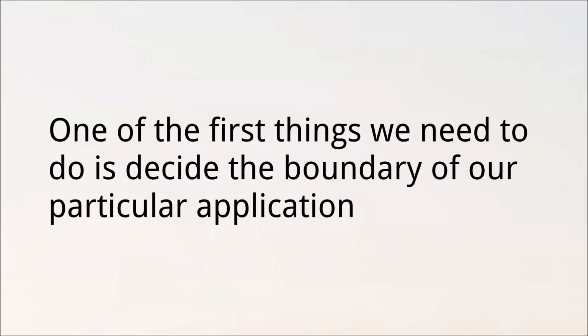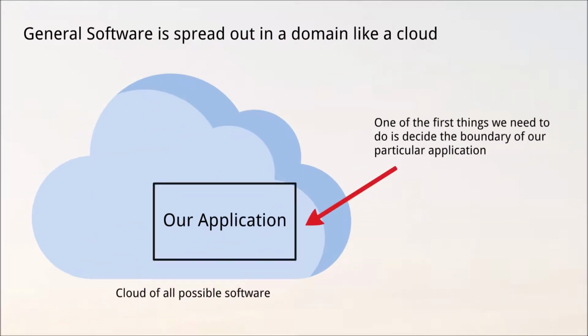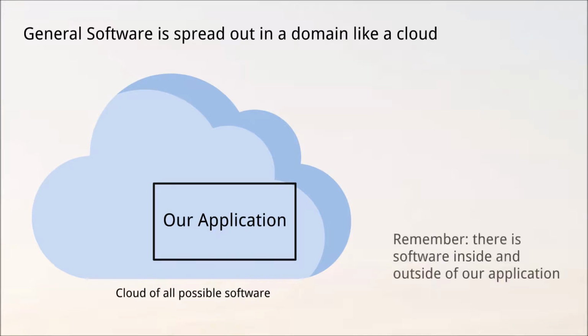But in order to count function points, one of the first things we need to do is to decide the boundary of our particular application. So in this case, our application is a subset of all of that software that we might have in our organization. Remember that there is software inside and outside of the application.